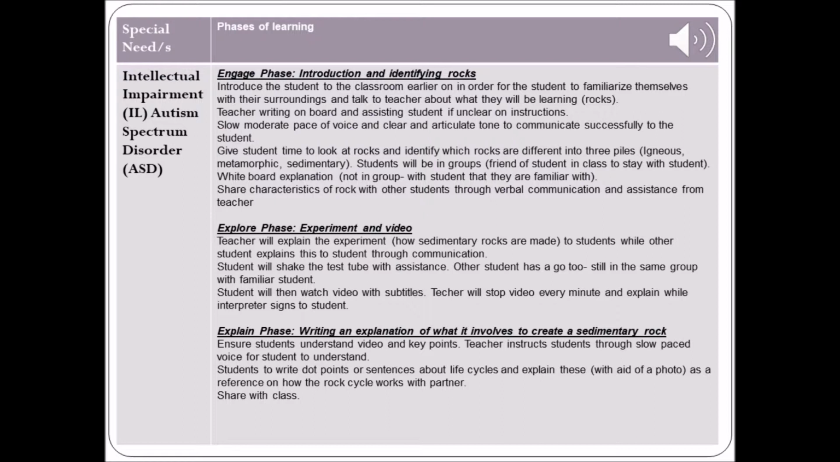The student will be given time to look at the rocks and identify which rocks are different into the 3 piles of rocks. Students will be in groups, preferably a group of 2 with a student that they're close with and familiar with. Then they'll write the whiteboard explanation in the group that the student is familiar with, so the pair, and then they will share the characteristics.